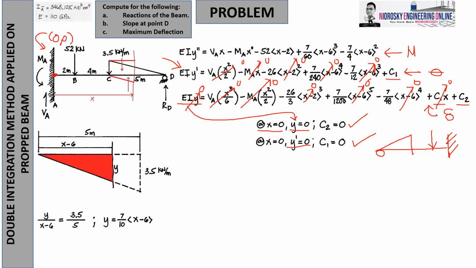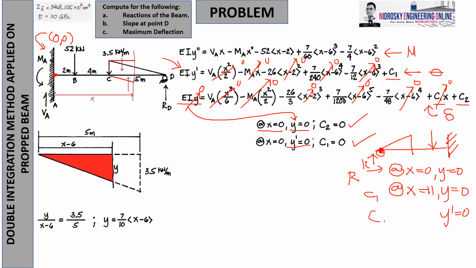So, ulitin ko, pag nagsiset, kailangan simulan nyo lagi sa leftmost part. So, dito magsimula. At x is 0, then y is 0. At the other end, x is 11, ang y at ang y prime niya is 0. So, dito pala sa una, makukompute mo na yung reaction at the roller support, yung R. Okay? And then followed by the C1 and the C2. Actually, hindi pala yan una makukuha mo because may C1, C2 unknown ka pala. Magkakaroon ka ng 3 equations, 3 unknown.